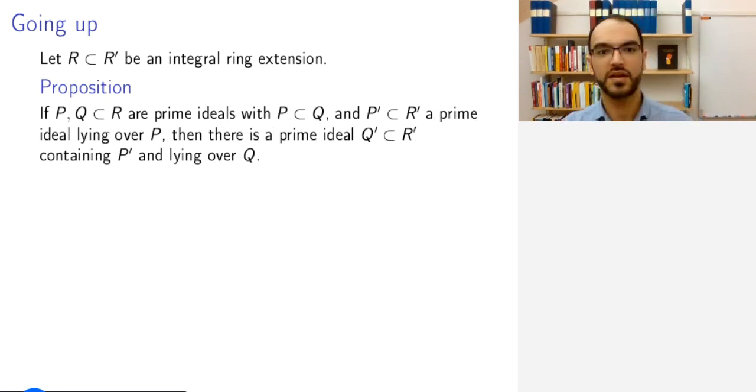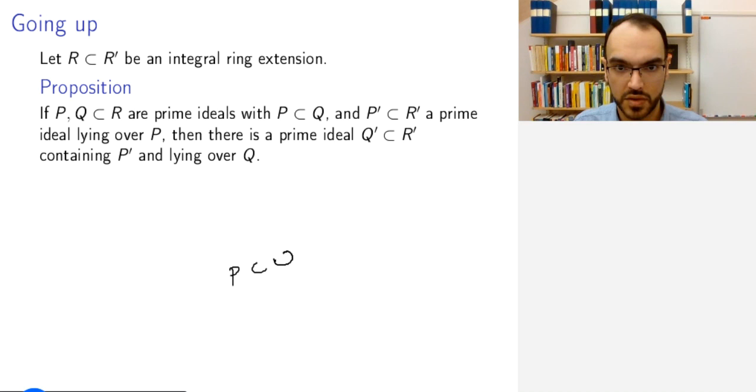Let us finally touch upon two properties that are useful to know. The first one is the so-called going up property. So again, we're looking at an integral extension. And if we have P and Q prime ideals in R, with P lying inside Q, so the picture is here, we have P lying inside Q in R. And then we have P prime, a prime ideal, lying over P. So I will write this with this kind of arrow. So P prime intersected with R gives you P.